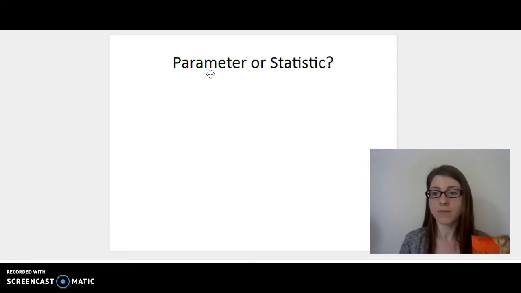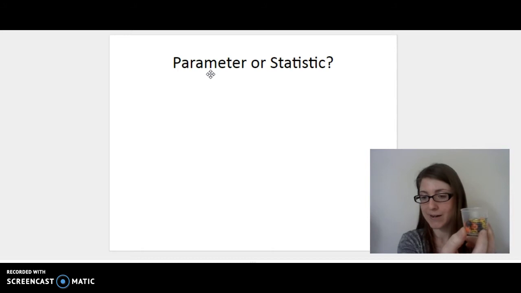So for us, our population is our bag. So if I'm thinking about, let's say, yellow Reese's Pieces, the percentage of yellow in the bag would be a parameter. Whereas if I'm talking about the percentage of yellow Reese's Pieces in my cup, that would be a statistic. So I like to remember the letters go together. It's kind of silly, but it helps me remember it. Population, parameter, and statistic and sample.